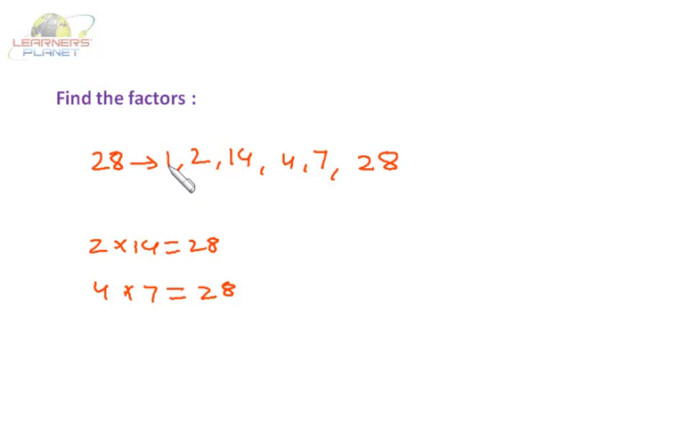So in all 1, 2, 3, 4, 5, 6, there are 6 factors of 28. Okay, so it is 1, 2, 4, 7, 14 and 28. I hope you are clear with the method. By practice you can find the factors very quickly.